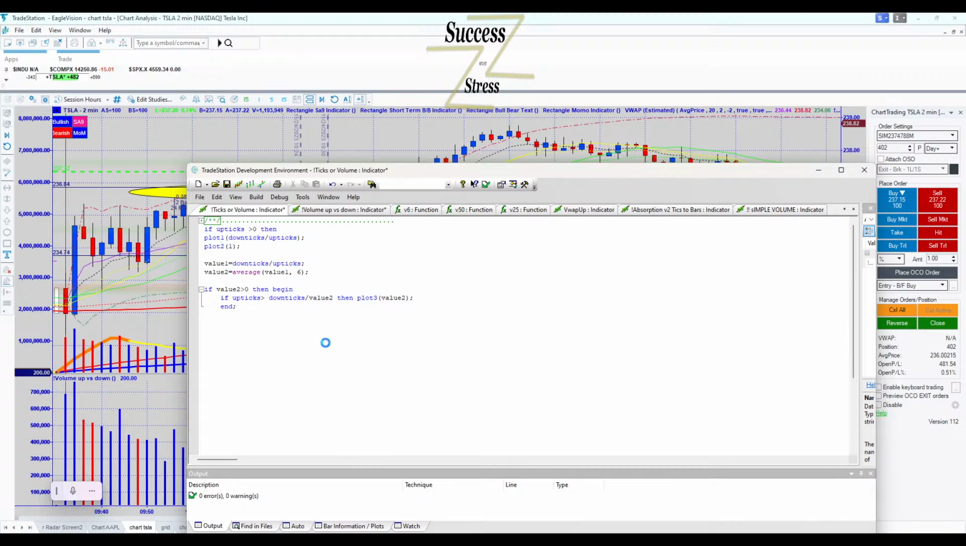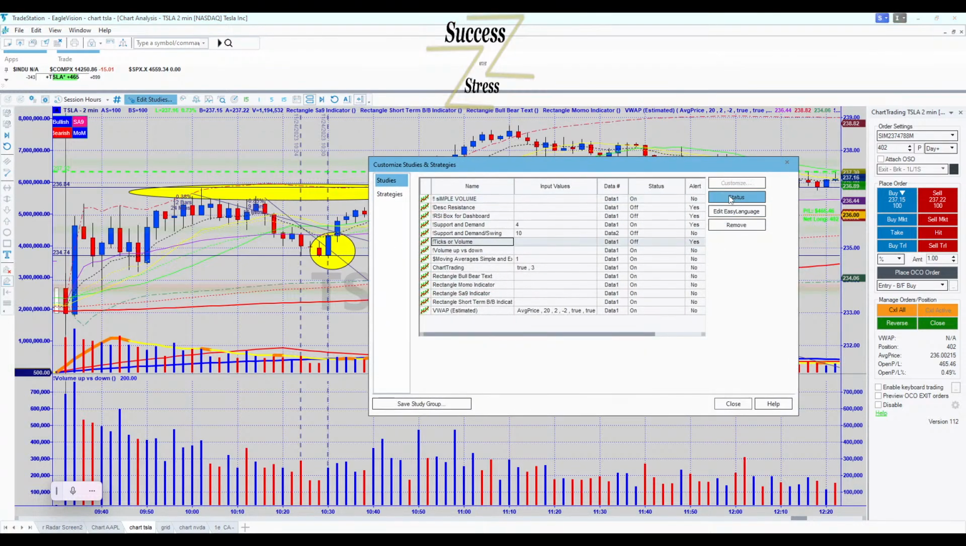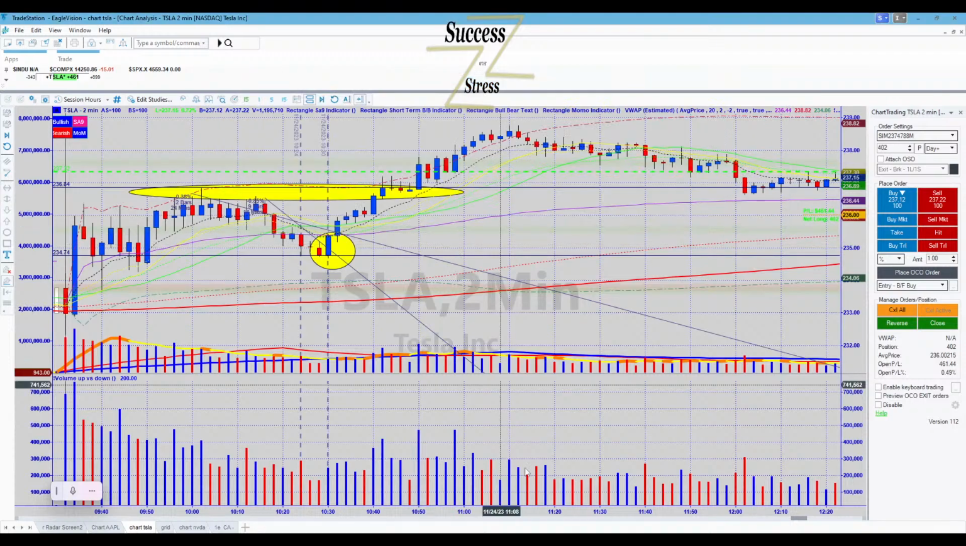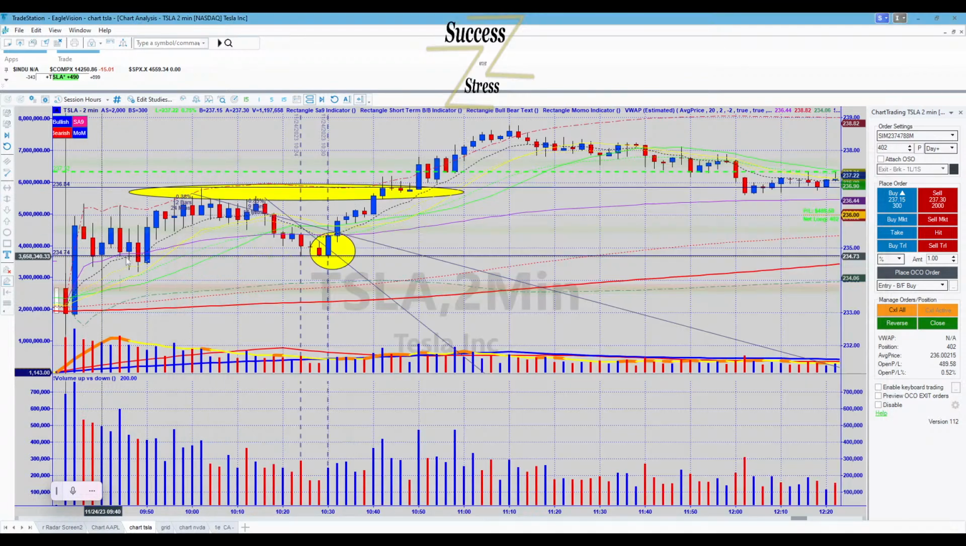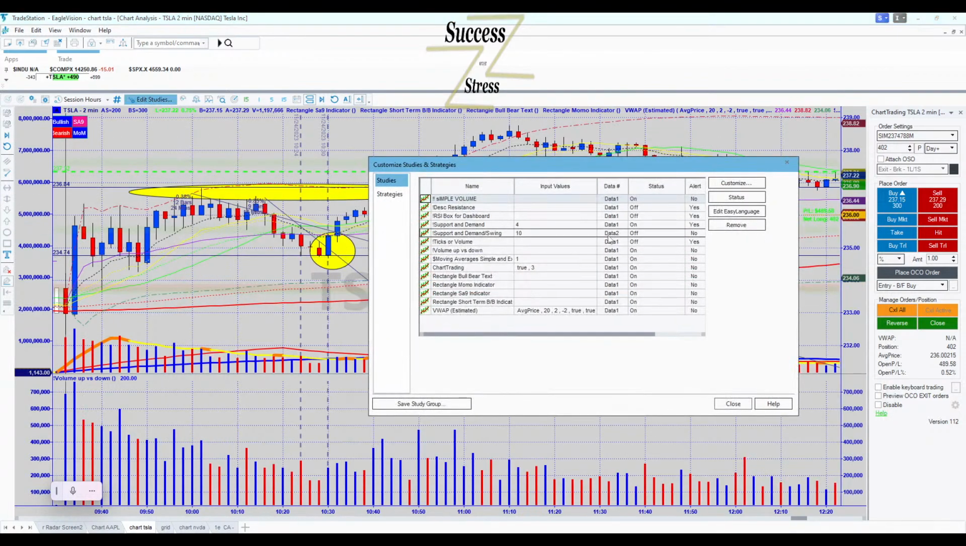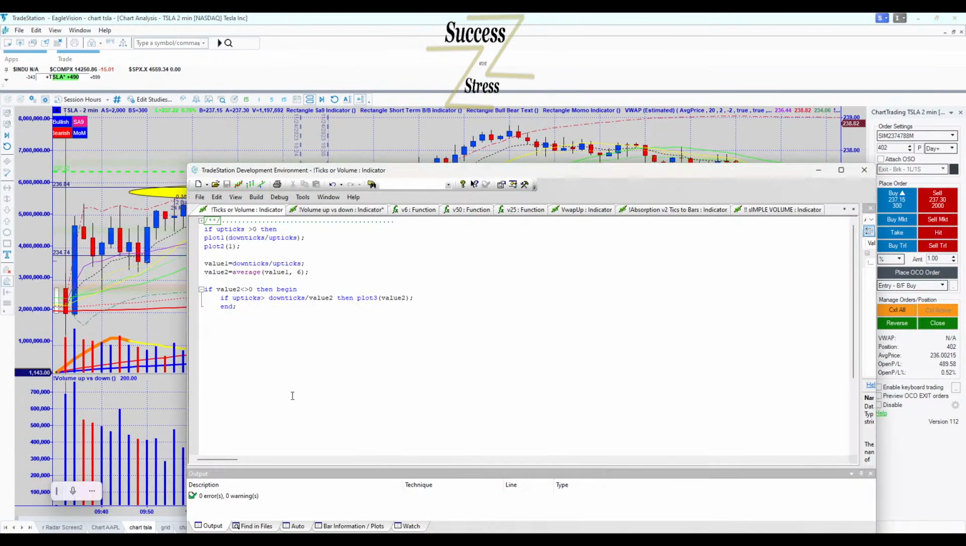Value 1 to 6. There should be no problem with that. But I think I'm having a problem with it. I said if it's greater than 0, well, we'll say if value 2 is not equal to 0. Try that. Nope. Didn't like it. Okay. Value 1 is down ticks.